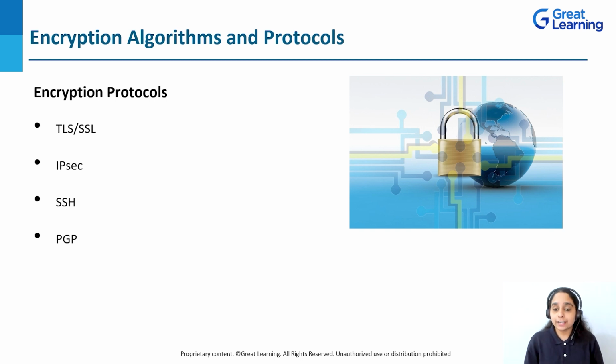IPsec is used with encryption algorithms such as triple DES, AES, etc. IPsec is fast and easy to implement. It is implemented in two modes, that is, tunnel mode and transport mode. In tunnel mode, both the payload and the header are encrypted and sent in a new packet with another header. In transport mode, only the payload is encrypted and not the header.